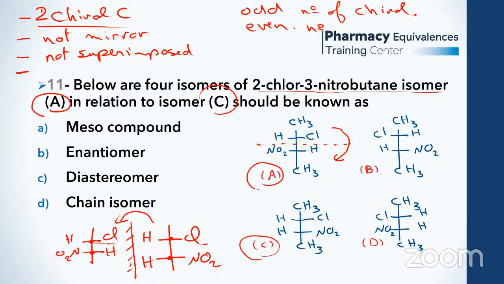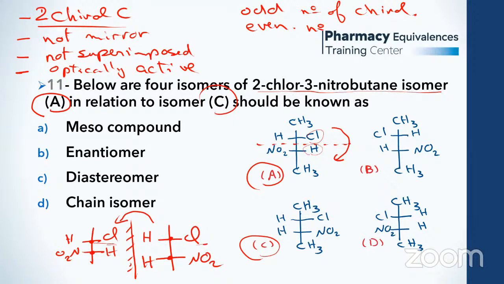In our case here, if you bend the upper part over the lower part, what will happen? This Cl will be over this H, so it is not a mirror image. So here we have an optically active compound, not a meso compound. Optical activity obtained. Optically active.